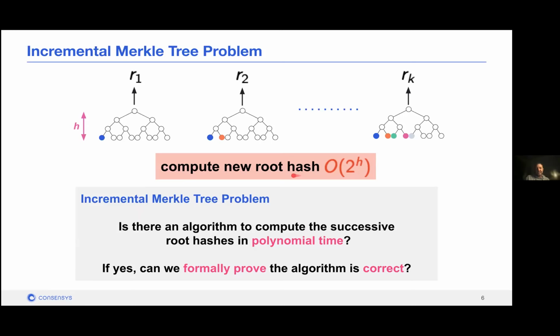So you can see that the description of the computation that I provided before, if you want to compute the root hash, you have to walk through all the nodes. So again, it would be an exponentially expensive computation, and you want to show that there is a more efficient algorithm to do so. Otherwise, it would be impractical.